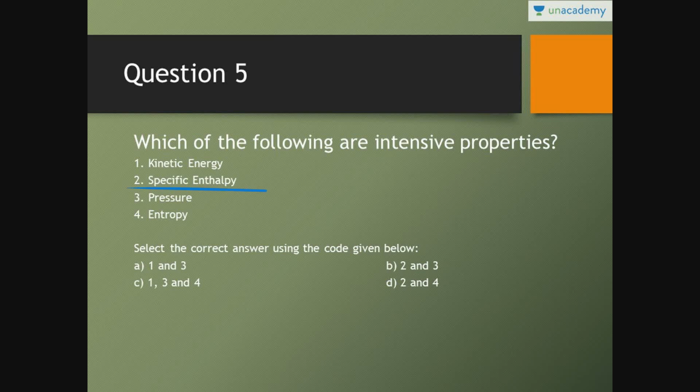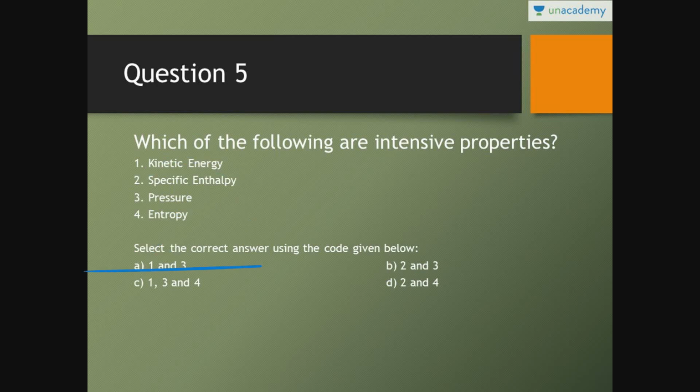Whenever you see specific volume, specific internal energy, specific enthalpy, whenever you see the word specific, it is an intensive property. So specific enthalpy is an intensive property. Pressure is an intensive property. Entropy, here it is given only entropy. Whenever there is only entropy, it is an extensive property. Specific entropy is an intensive property. So the answer here is 2 and 3.